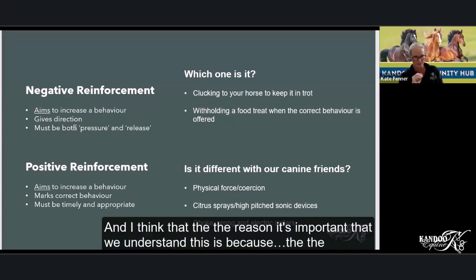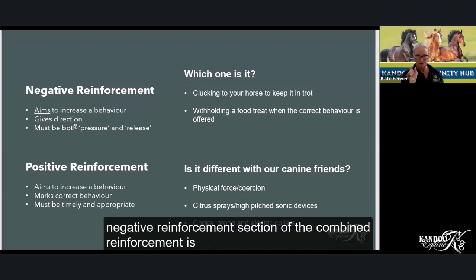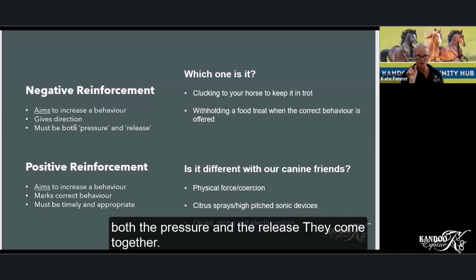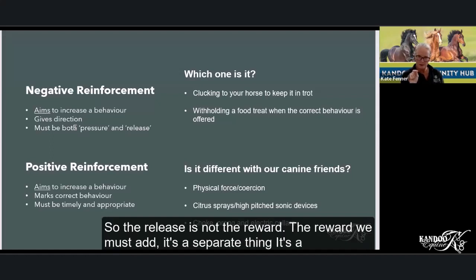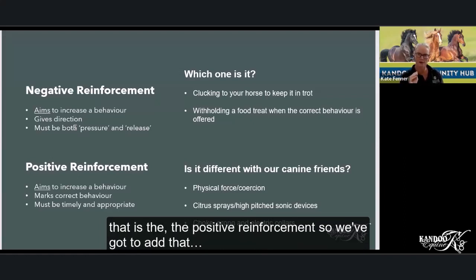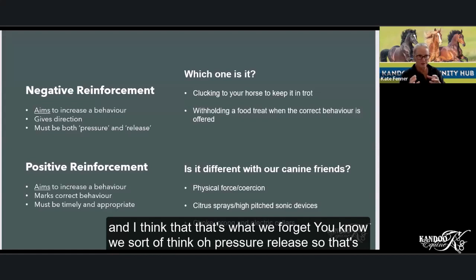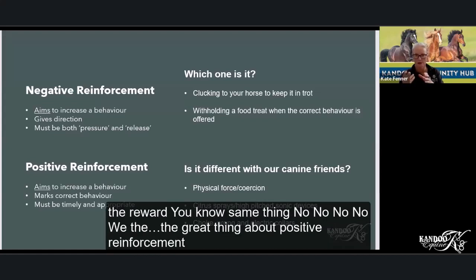And I think the reason it's important that we understand this is because the negative reinforcement section of the combined reinforcement is both the pressure and the release. They come together. So the release is not the reward. The reward we must add. It's a separate thing. That is the positive reinforcement. So we've got to add that. And I think that's what we forget. We sort of think, oh, pressure release, so that's the reward. Same thing. No.